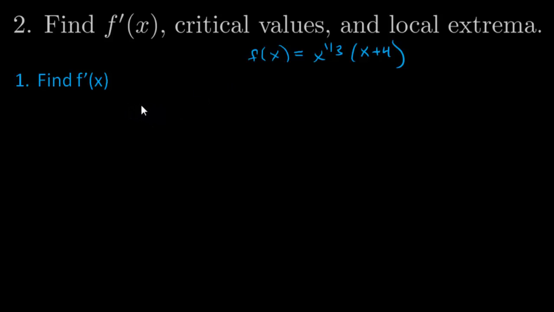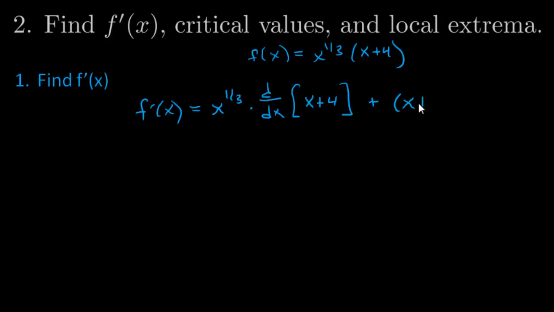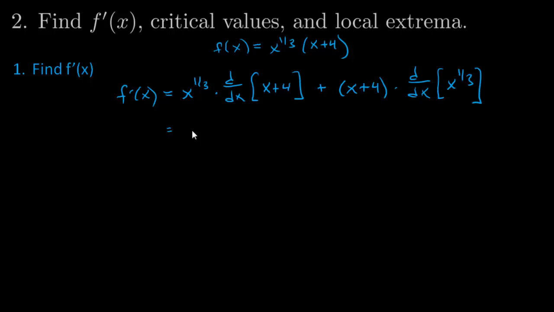It is going to be a product rule, so we have f prime, which is going to be x to the 1/3 times the derivative of the second piece, which is x plus 4, plus x plus 4 times the derivative of the first piece. So we got x to the 1/3 multiplied by the derivative of x plus 4, which is just 1. Plus x plus 4 times the derivative of x to the 1/3. That's going to be 1/3 x to the -2/3.